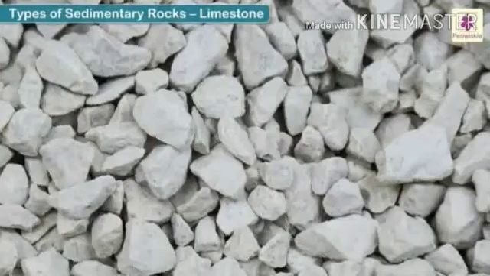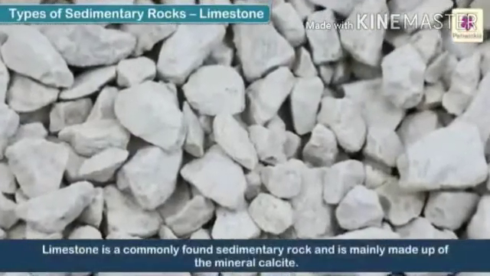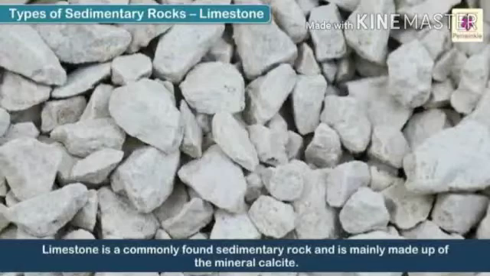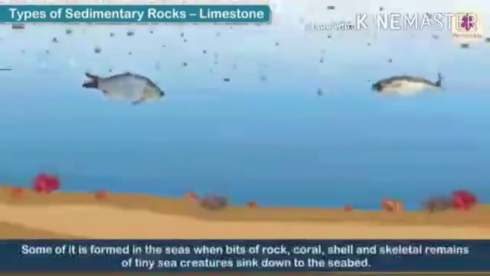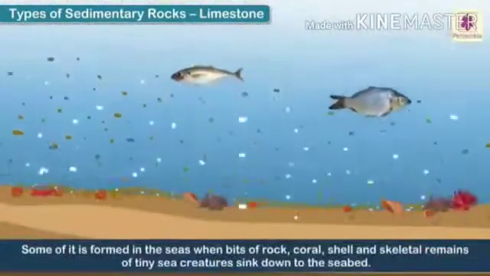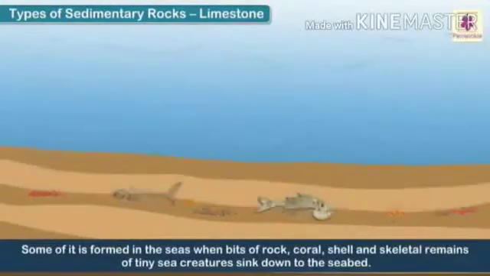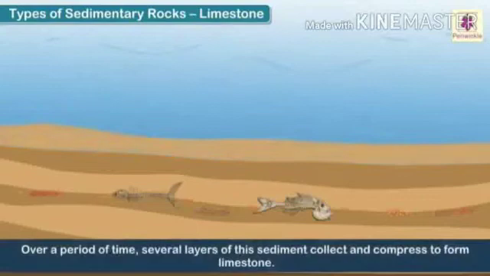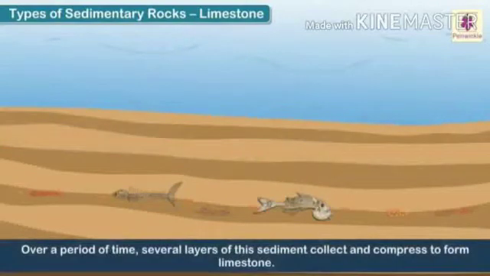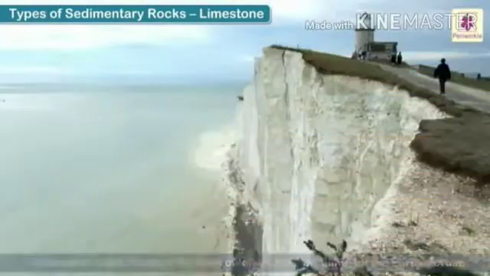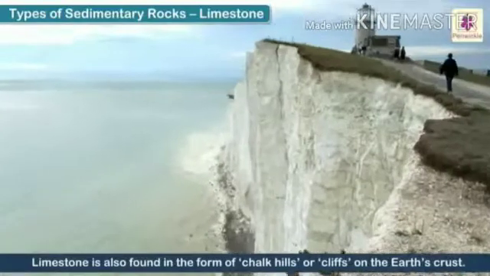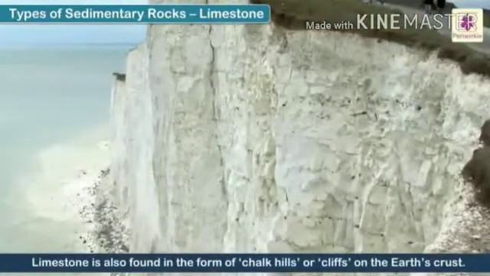Limestone. Limestone is a commonly found sedimentary rock and is mainly made up of the mineral calcite. Some of it is formed in the seas when bits of rocks, coral, shell and skeletal remains of tiny sea creatures sink down to the seabed. Over a period of time, several layers of this sediment collect and compress to form limestone. Limestone is also found in the form of chalk hills or cliffs on the Earth's crust.